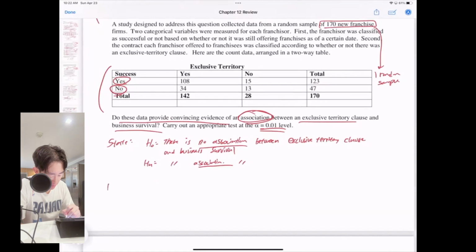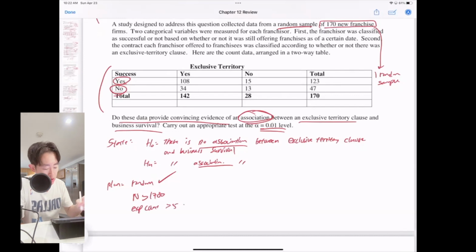For planning, do we have a random sample? Check. That's a random sample of 170. Do we also have the 10% condition? There's going to be more than 1,700 franchise firms, I believe. And also the expected count of every single one of them has to be greater than 5.